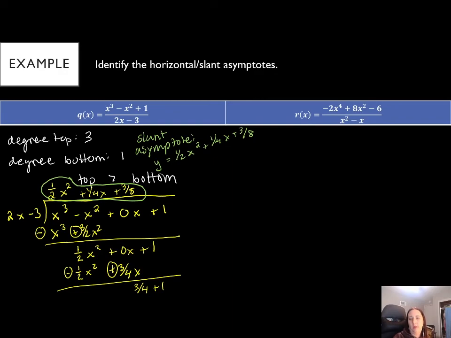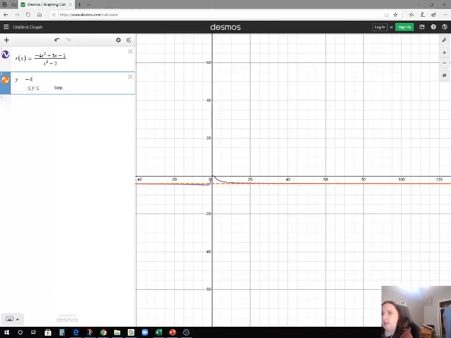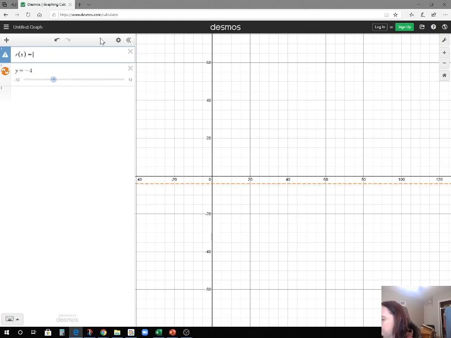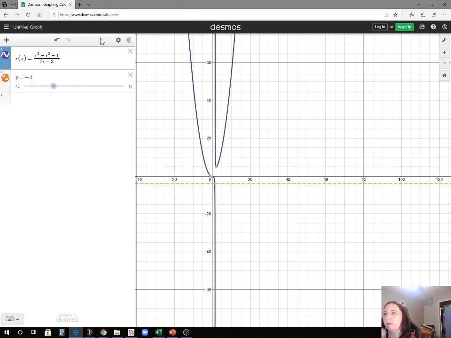So again, I went through this long division very quickly. You're going to want to fill that in on your own. So let's bring this up on the graph so you can see what this looks like. It doesn't really matter what my function stuff is, just that I have x cubed minus x squared plus 1, and then this is 2x minus 3. Okay, so I'm going to just turn this off. So this is a really interesting looking graph here.